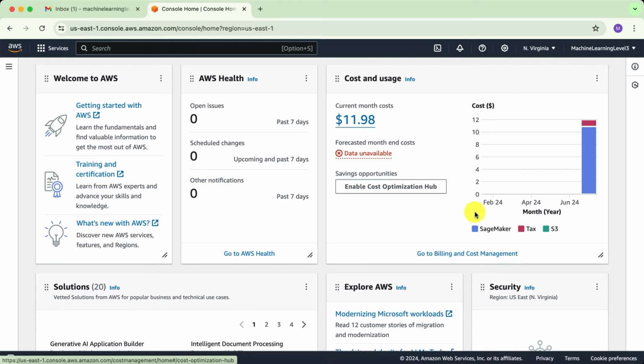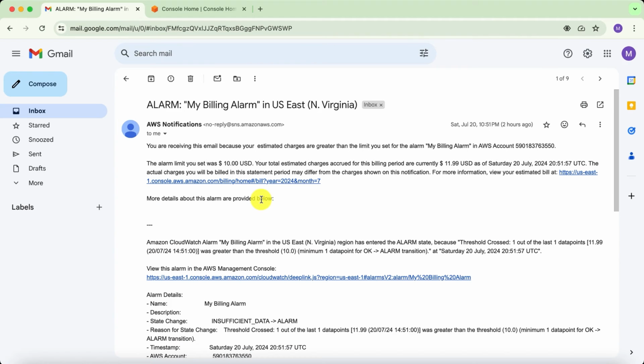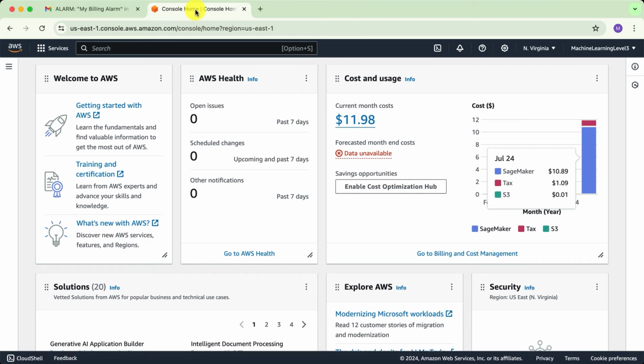And indeed, most of the cost is coming from SageMaker. That's the big blue bar here at $10.89. And then we have some very, very few charges coming from S3. Okay, and of course, because we set up that billing alarm with a threshold of $10, well, that's exactly the email I just got. My billing alarm just rang, and indeed, if we open the email, it is telling me that the alarm limit I set was $10, and the total estimated charges accrued for this billing period are currently $11.99. Okay, so you probably got the same email.